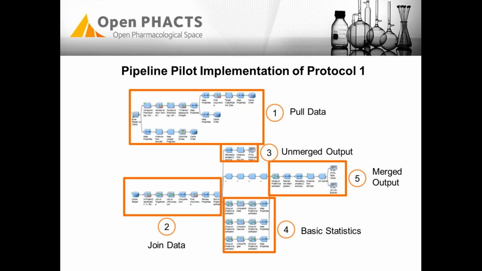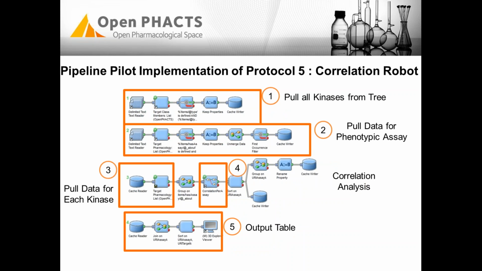You count the number of unique compounds, and you count the number of unique targets, and this is then put into a merged output table. And this is what you report as output. I will show this maybe also later at the end.